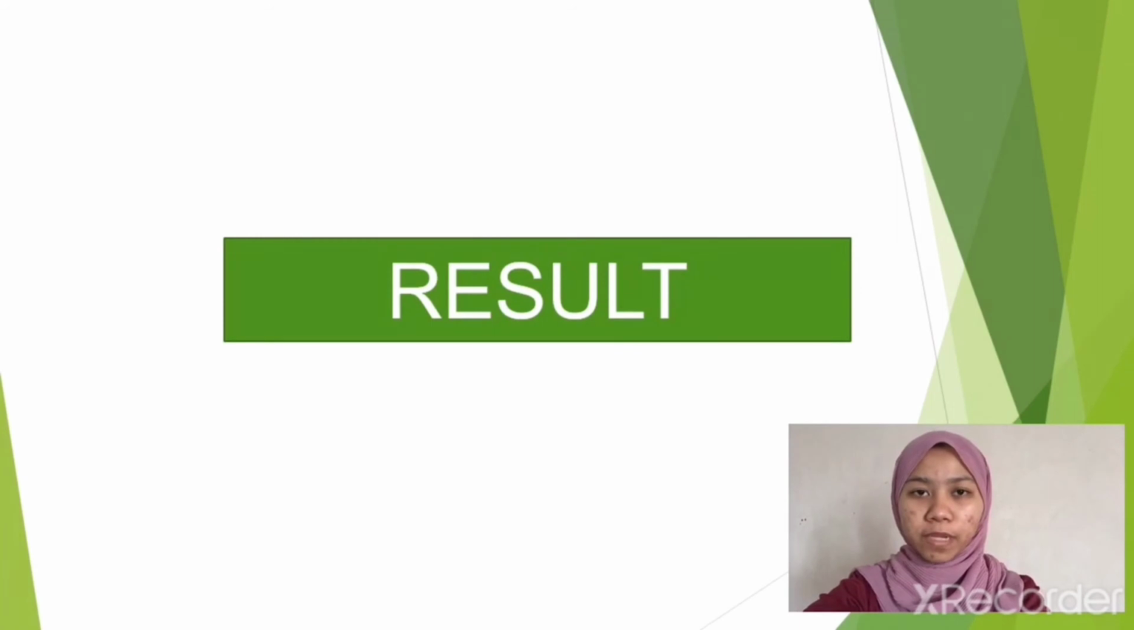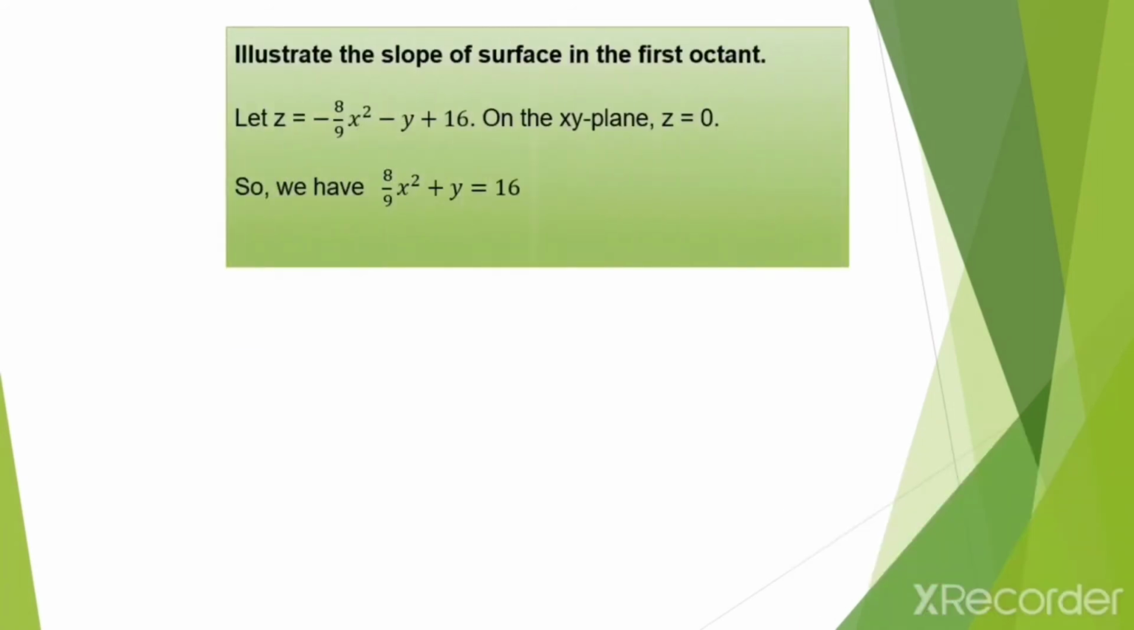Today I would like to explain our result from our calculation. To get the result, we need to illustrate the slope of the surface in the first octant. So, let z equal negative 8 over 9 x squared minus y plus 16. As we know, on the xy plane, z equals 0. So, we have 8 over 9 x squared plus y equals 16.